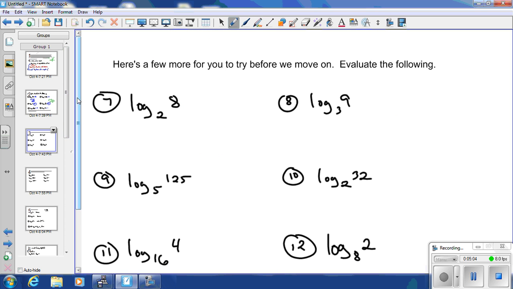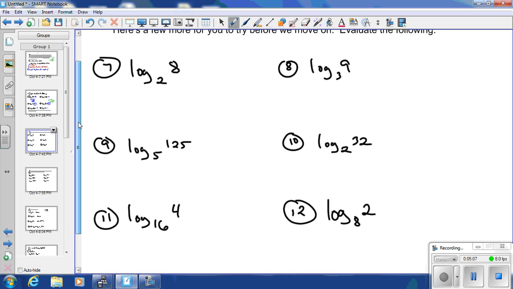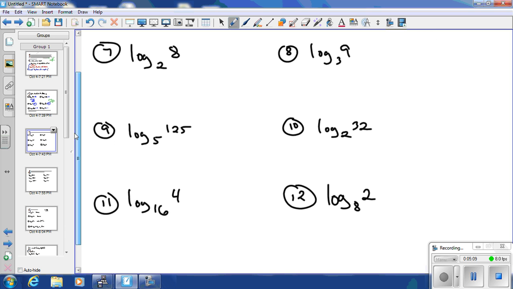Here's a few more for you to try. Again, I encourage you to pause the video, work these out, resume the video, and see what we get. Log base 2 of 8 is going to equal 3 because 2 to the third power is equal to 8. 2 times 2 is 4, times 2 is 8. Here, 3 to a power is equal to 9. That's going to equal 2 because 3 squared equals 9.